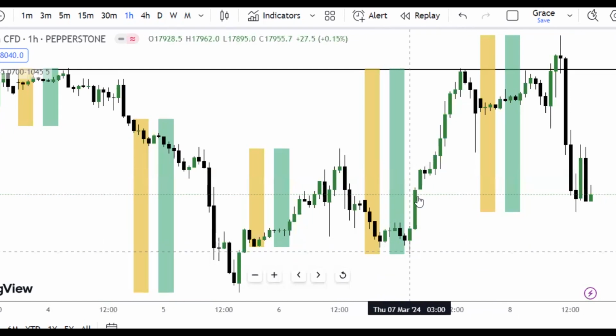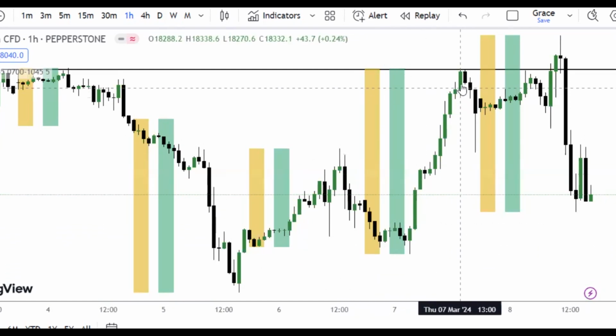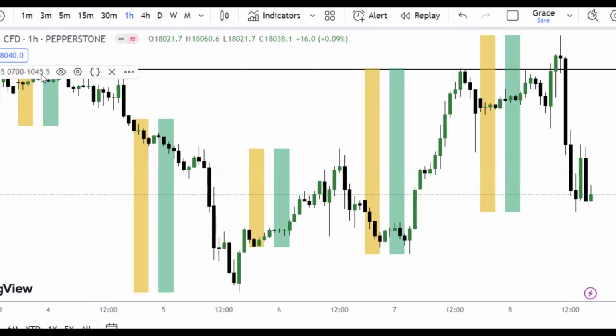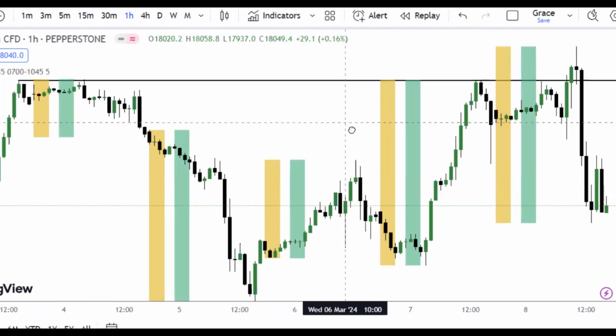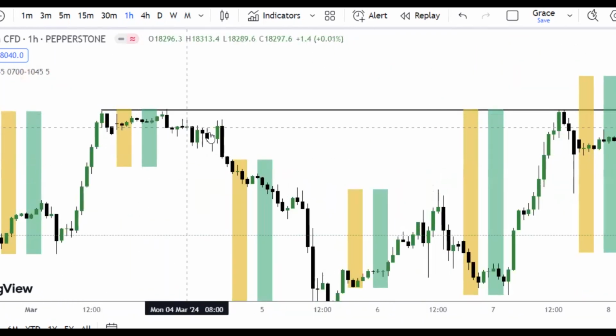So this was our entry, and then you can see our price expanded, but the overall target is the liquidity that was engineered last week. It is the liquidity that was engineered on Monday price action, okay?